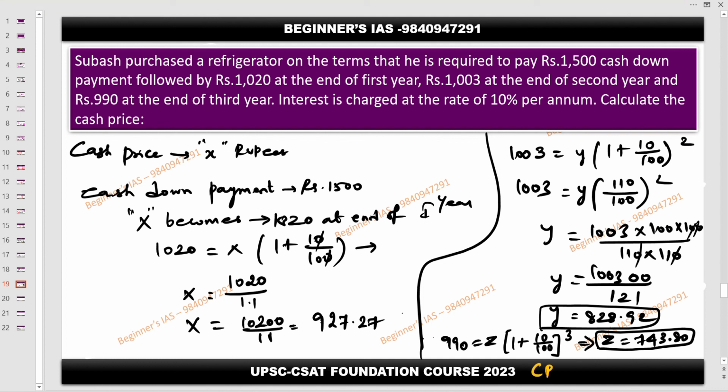Now in order to calculate the cash price, the cash price will become all this amount: 927.27 plus 828.92 plus 743.80. If you add everything, it will become approximately 2500. But also the 1500 first cash payment that we have to add. So totally 4000. Wow, this kind of question is quite calculative, so it is good to leave this kind of question.